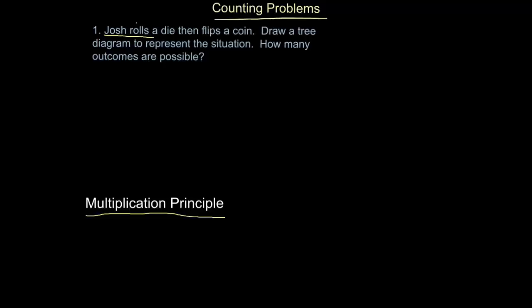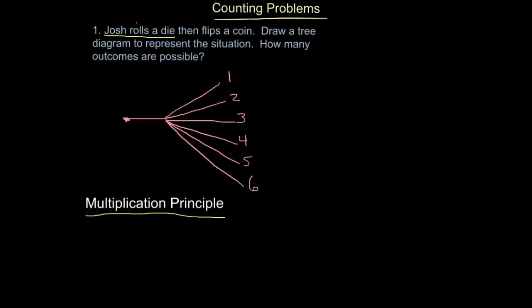Let's just pretend that Josh is rolling the die. So when I make my tree diagrams, what I like to do is start with just the starting node. Okay, and it begins like that. So Josh rolls a die. Well, how many outcomes are there when he rolls a die? And we're assuming this is a fair six-sided die. So we know those outcomes. There's the possibility of getting a 1, a 2, a 3, a 4, a 5, or a 6. Alright, so that's just rolling the die.